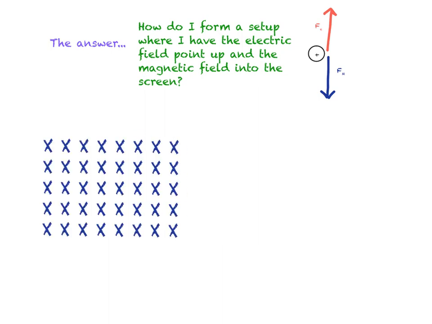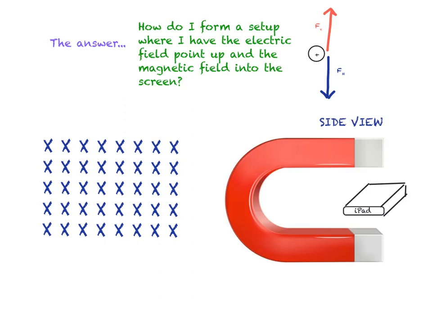Well, for the magnetic field, I know that if I'm directing the magnetic field into the plane of the page, I would need a north pole of a magnet on, say, the outside of the screen, and I would need a south pole of the magnet on the inside of the screen. In other words, I need to have the magnetic field lines pointing from north to south.